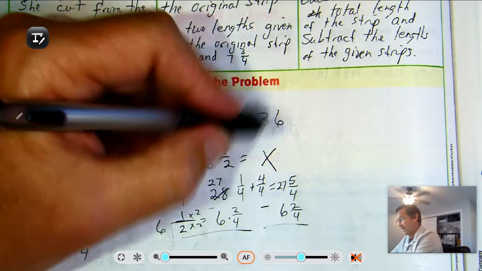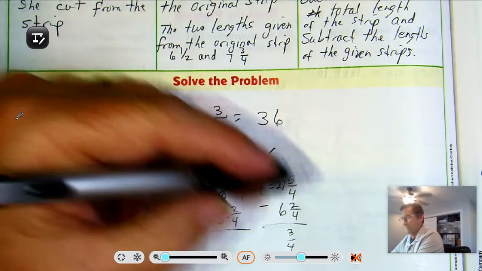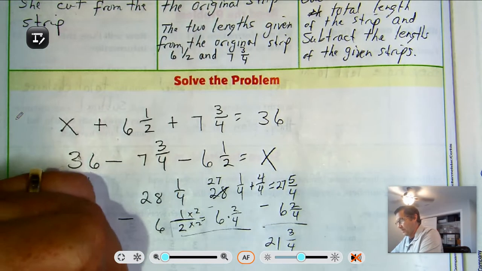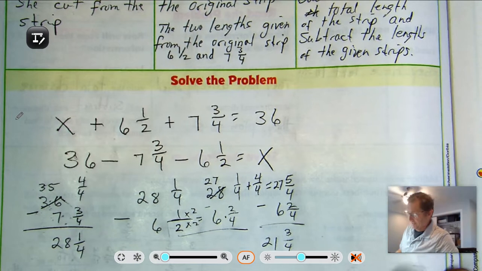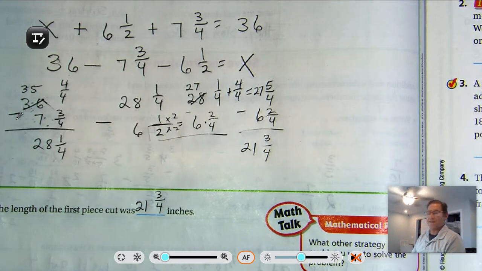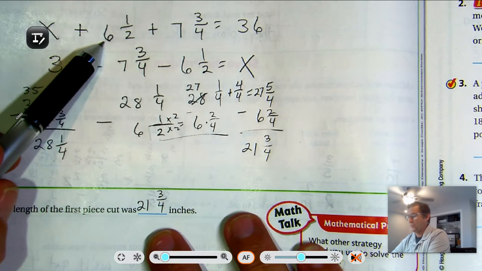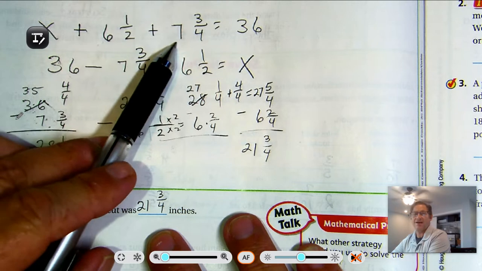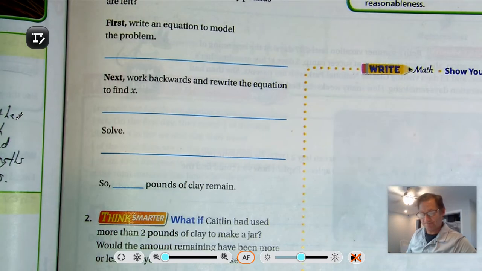All right, so 5/4 take away 2/4 is 3/4, and 27 take away 6 is 21. So her first cut was 21 3/4 inches. Let's see if that makes sense. Well, 21, that's close to 22, right? 22, 28, 35. So we're really close. So I think that's a reasonable answer. All right, 293, number one.